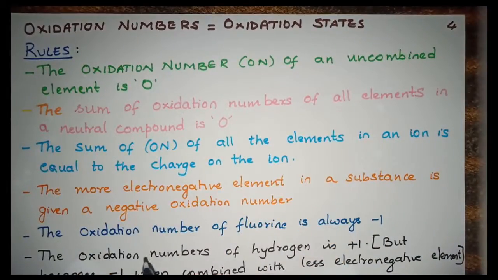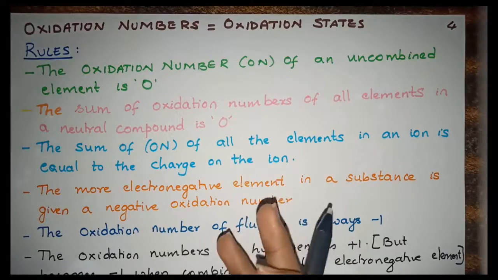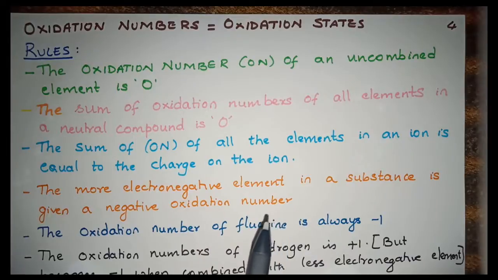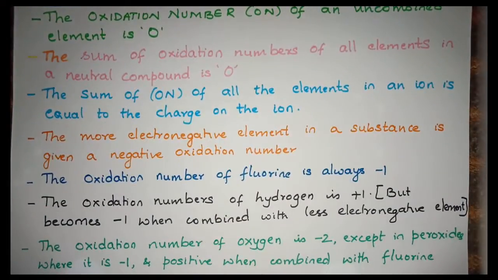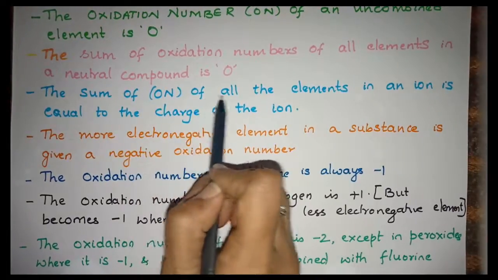Say for example, if I am taking sodium chloride, as a whole sodium chloride would have the oxidation number as 0. But individually if I take, sodium will have +1 and chlorine will have -1. We will discuss about that in some time, right? So the sum of the oxidation numbers of all the elements in a neutral compound will be 0.